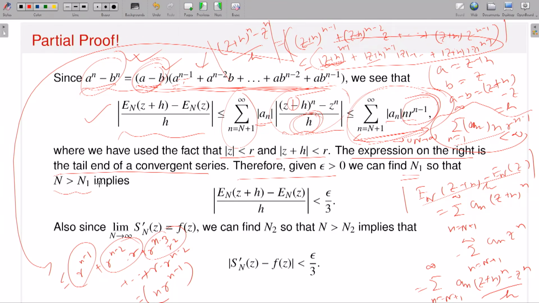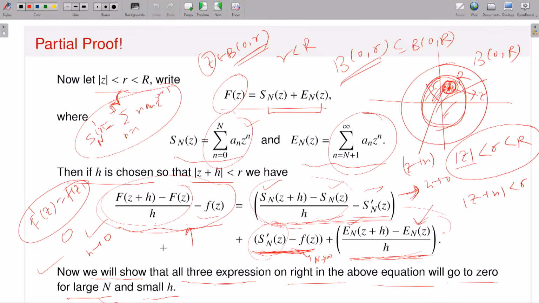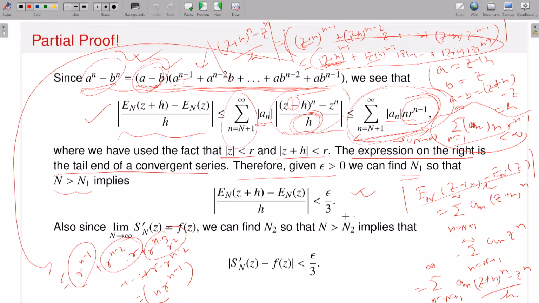If capital N is less than capital N1, then I can make the third term of the expression less than epsilon by 3. Then once I have n1, I will get another n2, because this converges absolutely, Sn prime converges to f of z absolutely. There also I can have the existence of n2. So therefore I can make the second term also less than epsilon by 3.